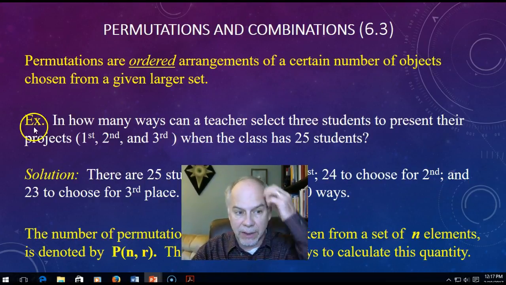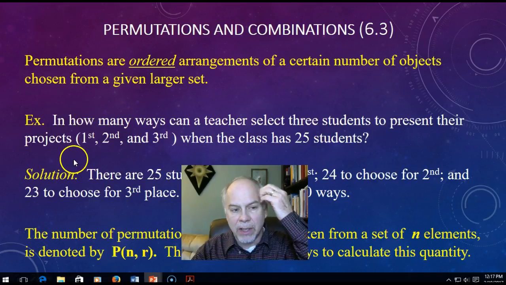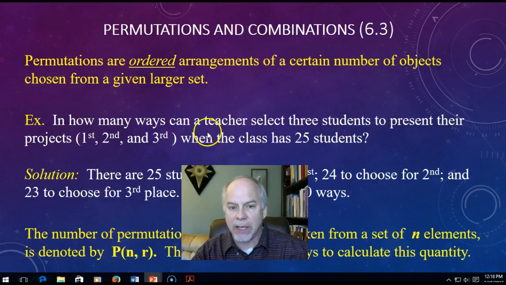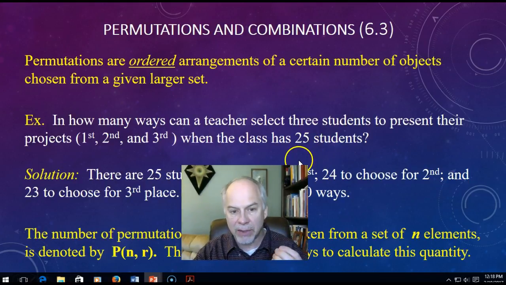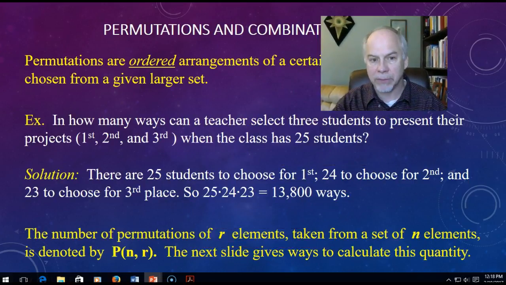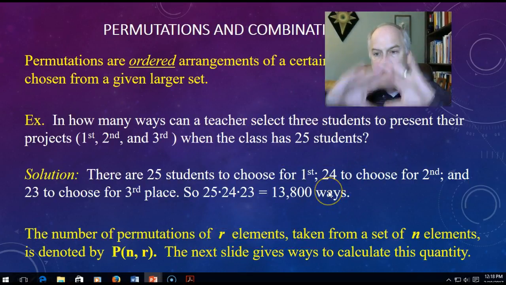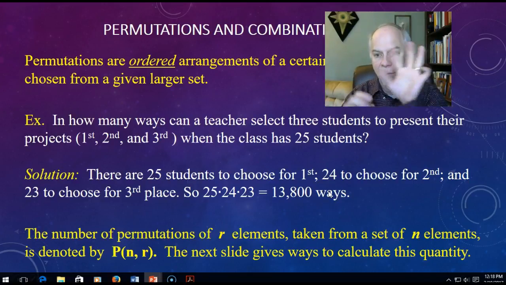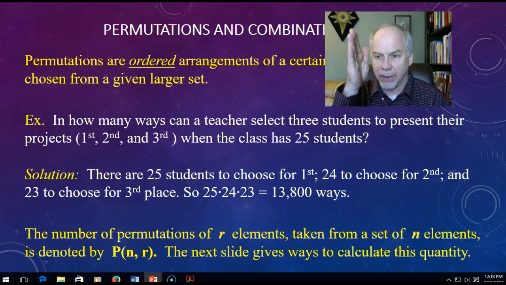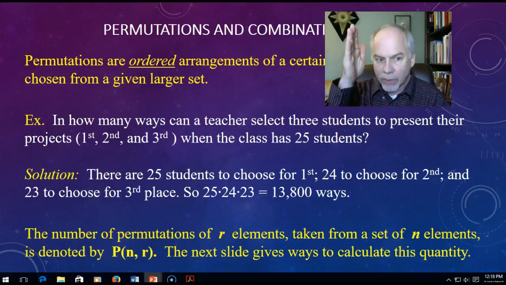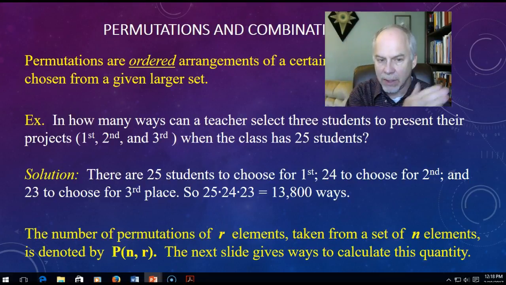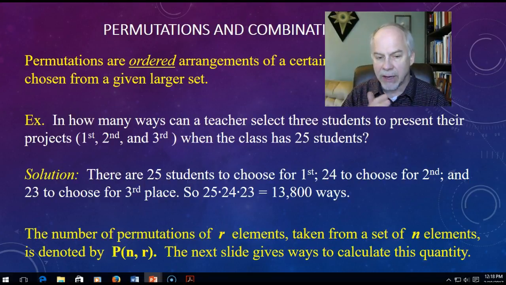In another case here, in this example on the slide, in how many ways can a teacher select 3 students to present their projects when the class has 25 students? Okay, so I'm choosing out of 25, I'm choosing 3, and the order matters. First, second, and third is specified there, so the order makes a difference.